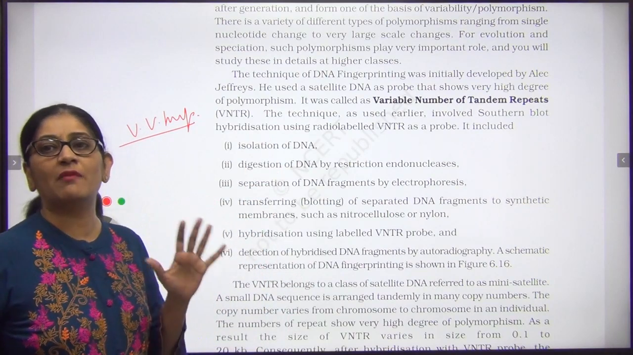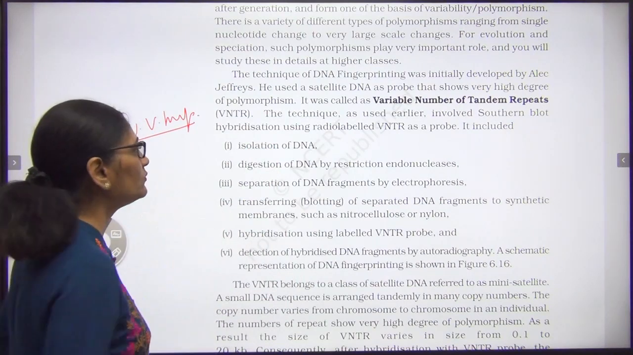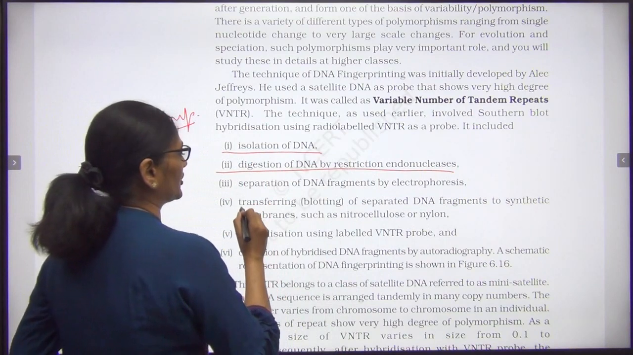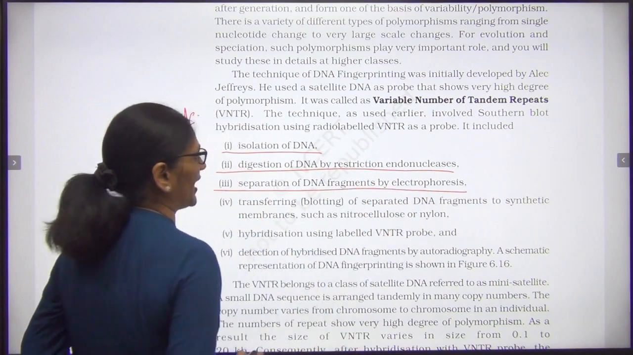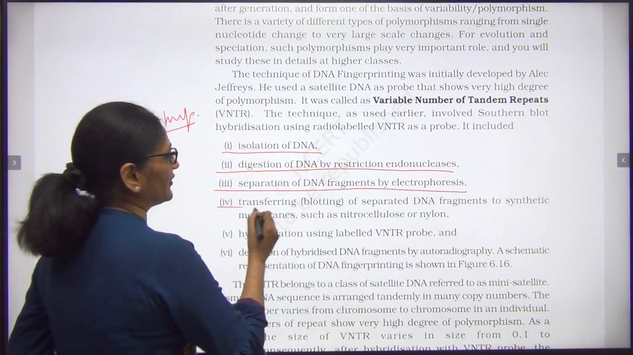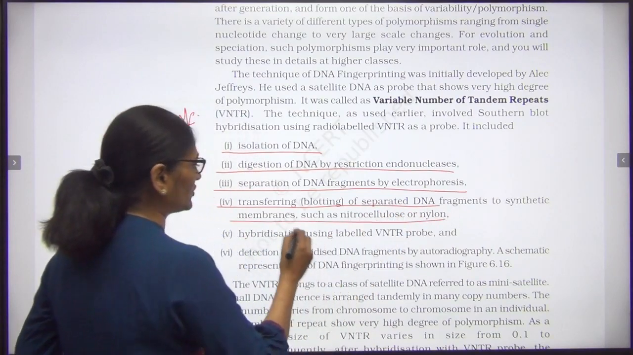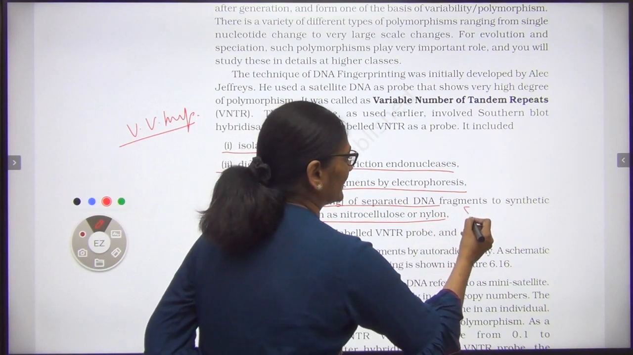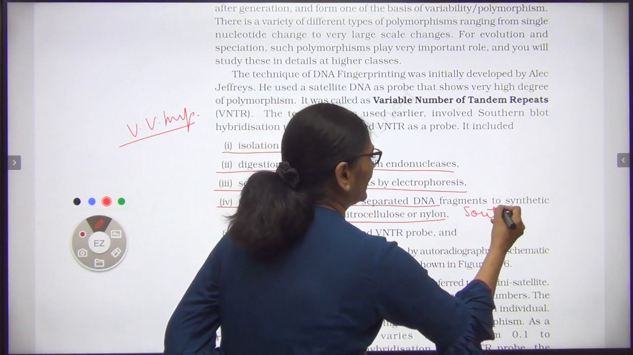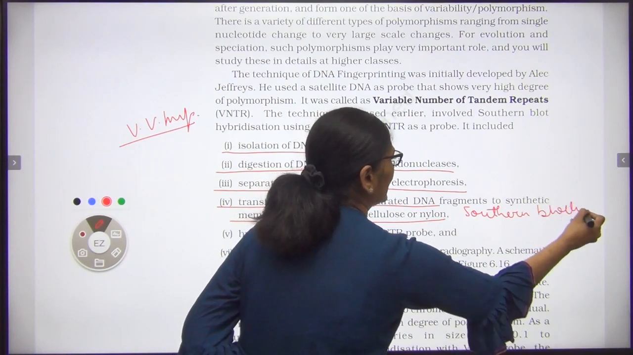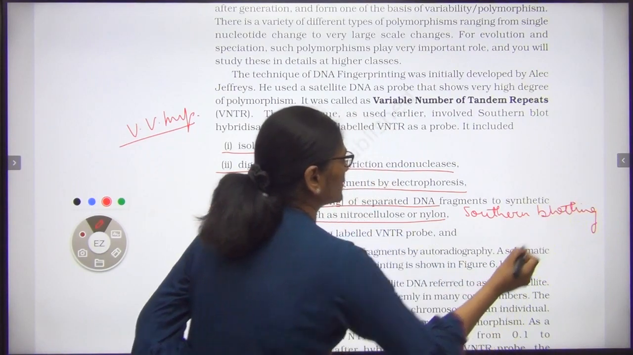It will come for a 5-mark question. Even in your school it will come. First, isolation of DNA, then digestion of DNA by restriction enzyme, then separation of the fragments by electrophoresis, then transferring of the separated DNA to synthetic membrane nitrocellulose, which we call southern blotting. The process is called southern blotting. In your NCERT, the word southern blotting is not given.